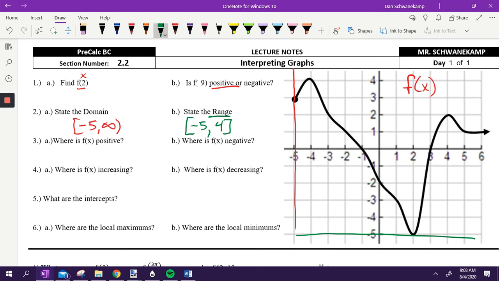So where is f of x positive? Right here at the beginning. Remember, f of x means y. As I start on this graph, right here at -5, is f of x positive? Yeah, because my y value is 3 right there. It's a positive number. So starting at -5, I am positive. Okay, tell me now when I stop being positive. So I'm starting here at -5.